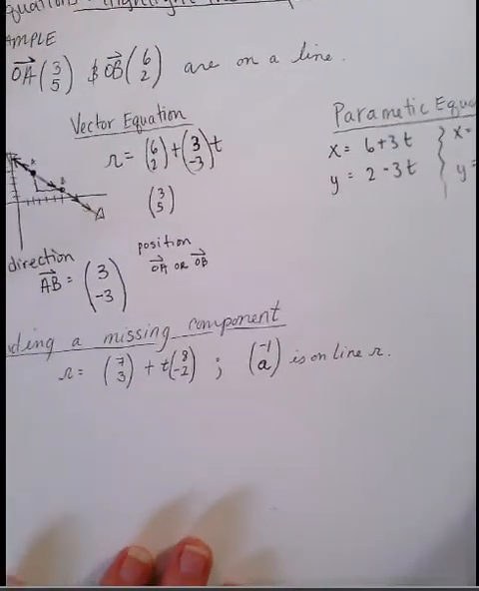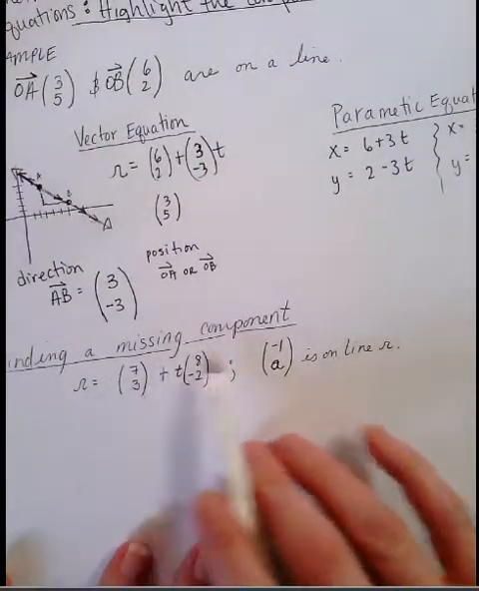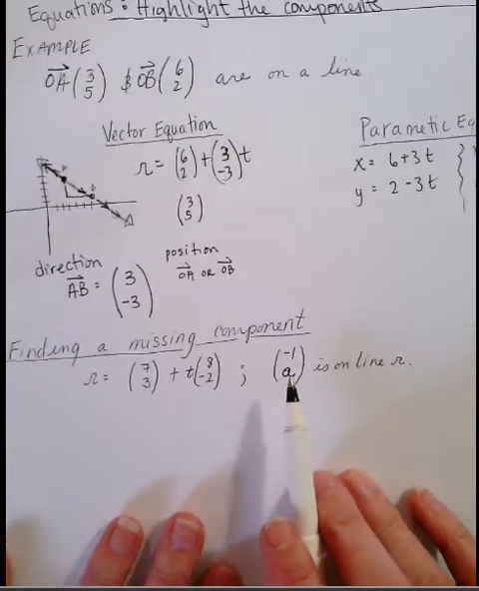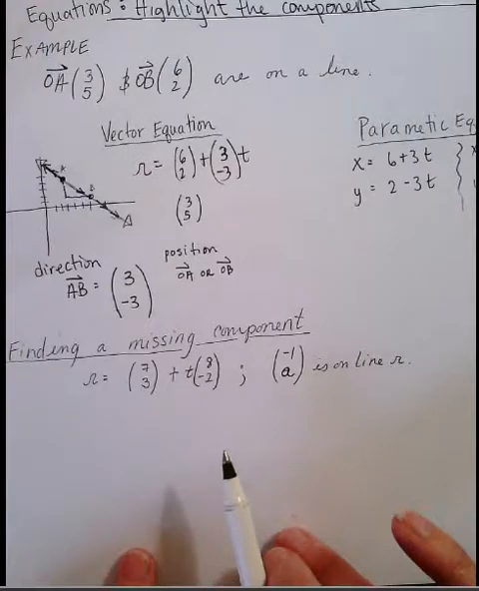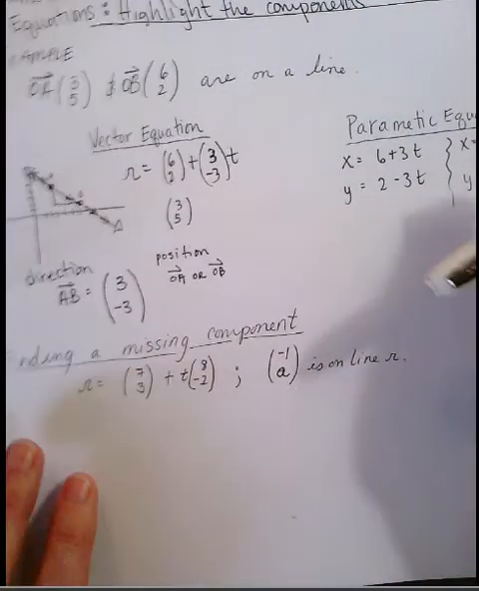Very commonly, we're going to be asked 3 types of questions: finding a missing component, intersection, and a shortest distance, and we'll look at that in video 2.